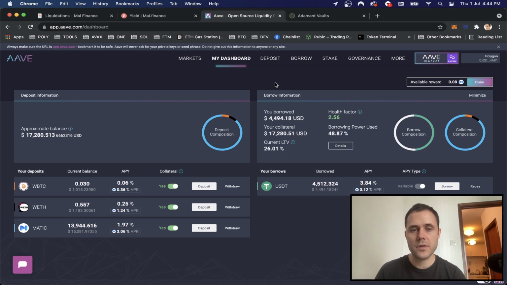Hope you understand that. I mean, there's maybe a few things I've missed out, but generally that's how it's working between AAVE and Mai Finance. And this is a massive partnership because the amount of LTV on here and the liquidity is just huge, and so this bodes really well for the future of Mai Finance and Polygon in general.